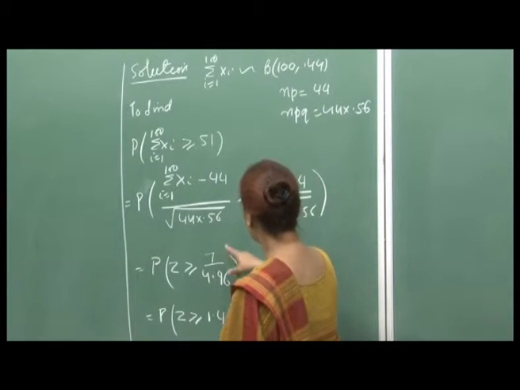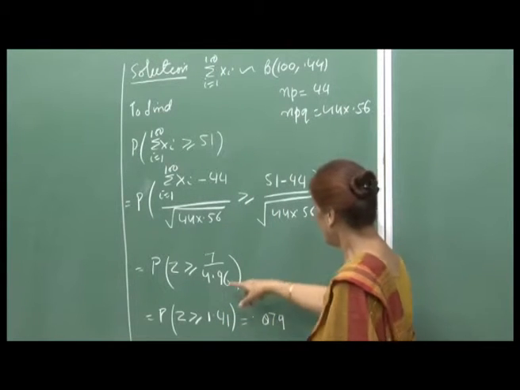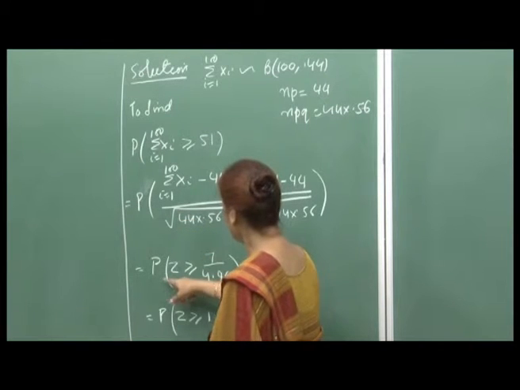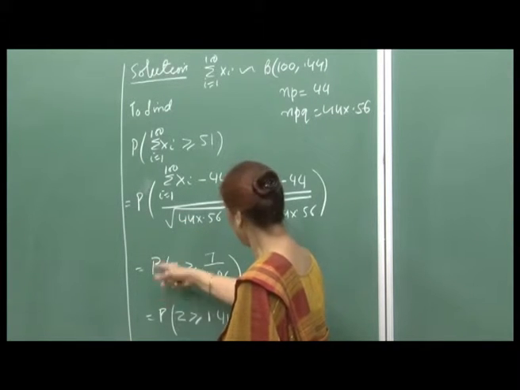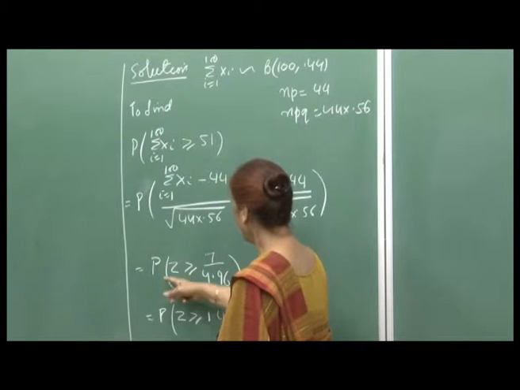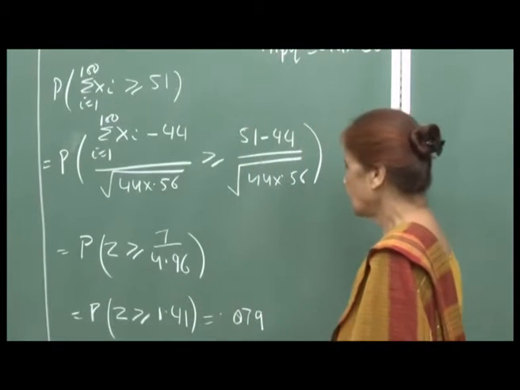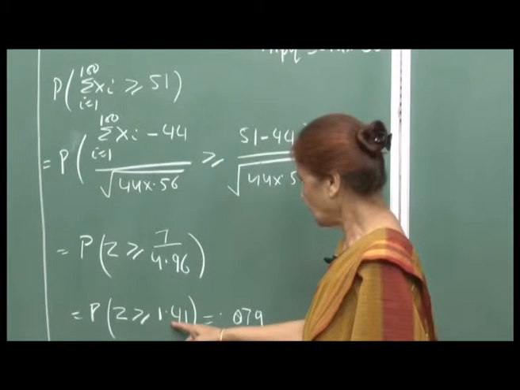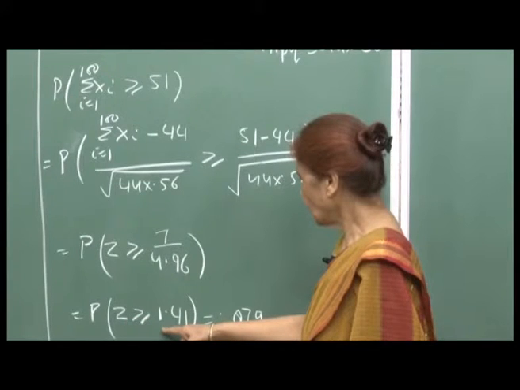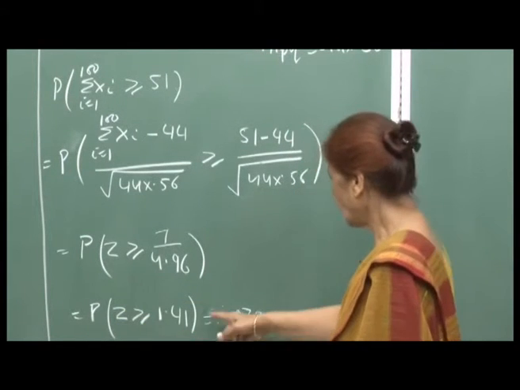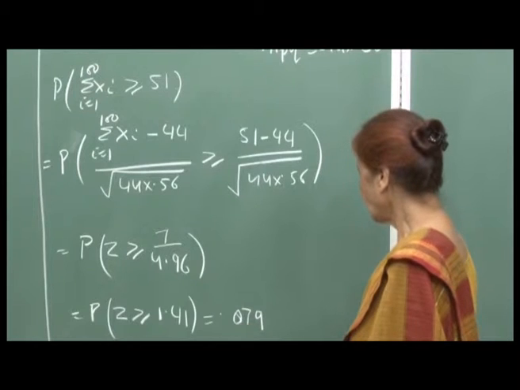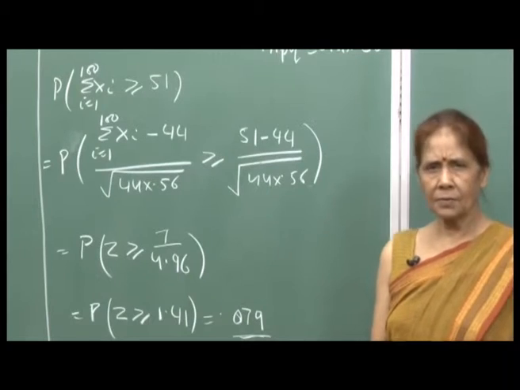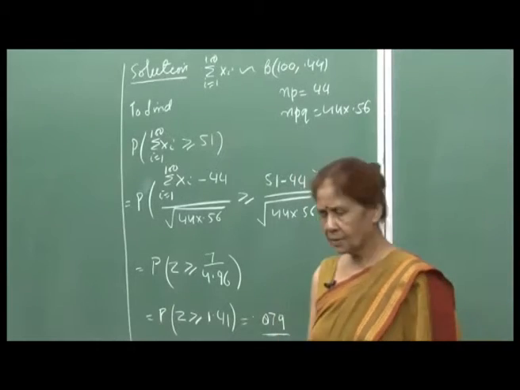So, the square root of this comes out to be 4.96. This is a standard normal variate. We are approximating this probability by the probability that Z is greater than or equal to 7 upon 4.96, which comes out to be 1.41. So, Z greater than or equal to 1.41, which from the tables gives you the number 0.079. So, this is a very small probability, and hence the chance of the referendum passing is very slim.